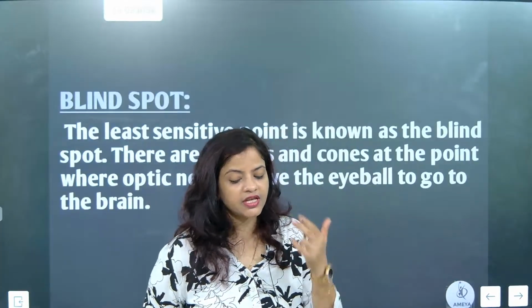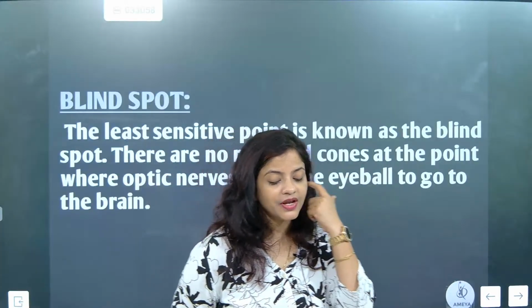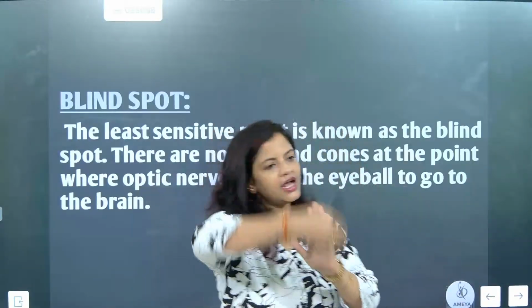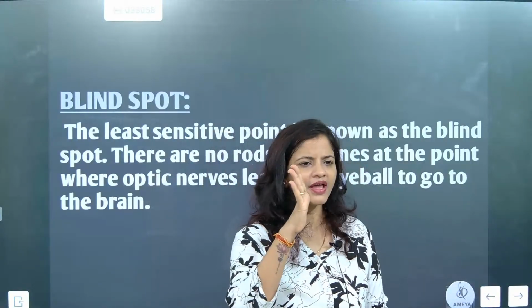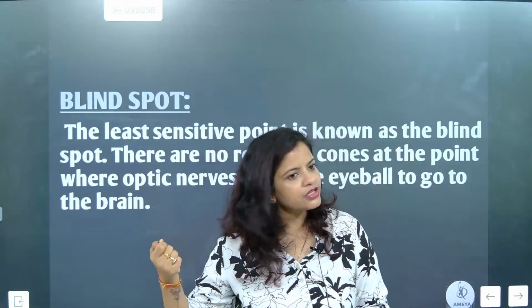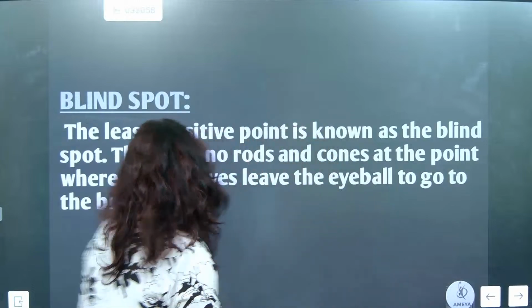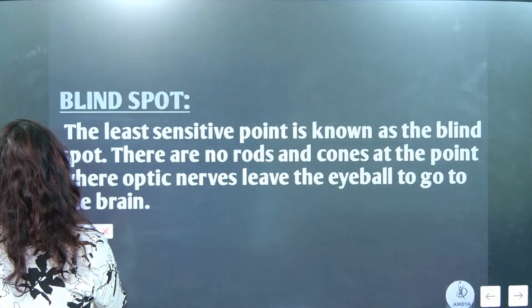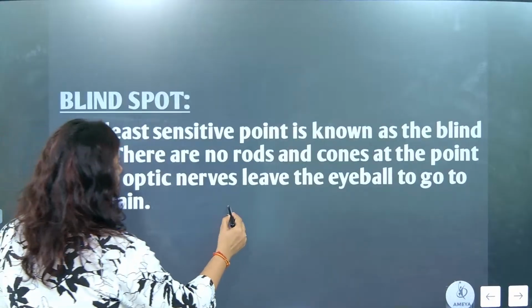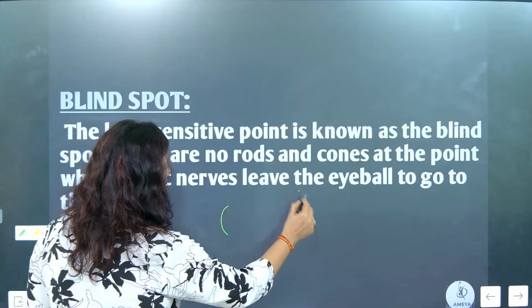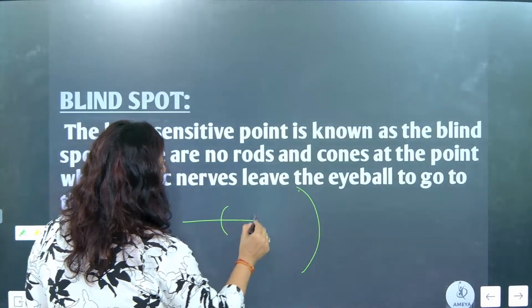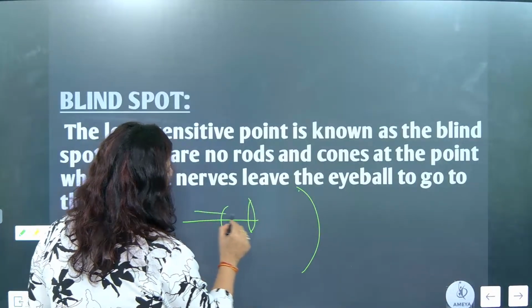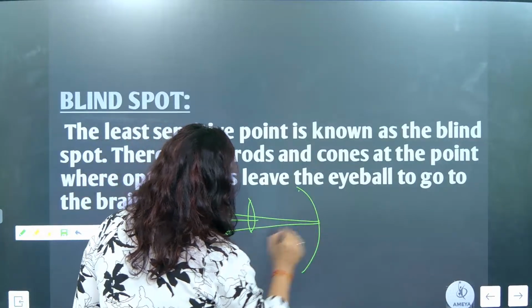Again, I am explaining. Cornea is transparent. Light is entering through the cornea. The lens will converge the light, and exactly the image will be obtained here.